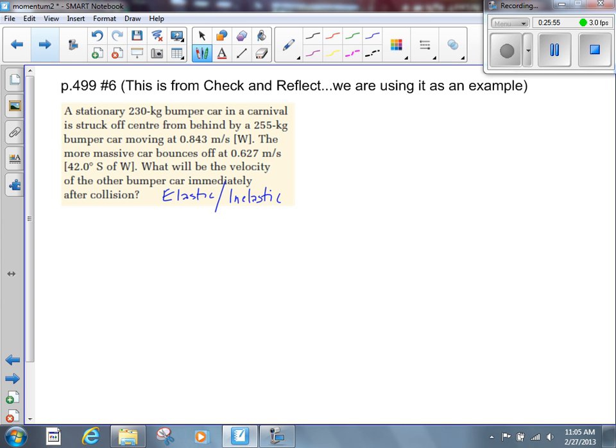Let's do that now. It says a stationary 230 kilogram bumper car in a carnival is struck off center from behind by a 255 kilogram bumper car moving to the west. The more massive car bounces off at 0.627, 42 degrees south of west. What's the velocity of the other bumper car immediately after the collision, and is it elastic or inelastic? What's one of the ways that we can sometimes use to determine whether a collision is elastic or inelastic without doing a calculation?